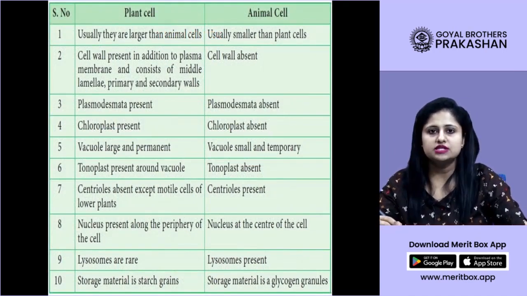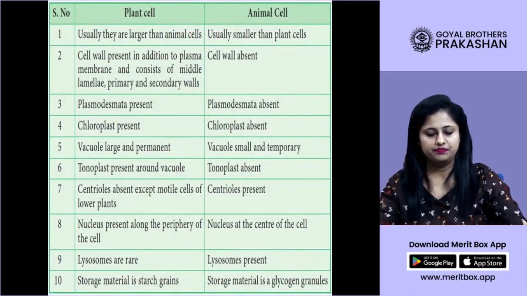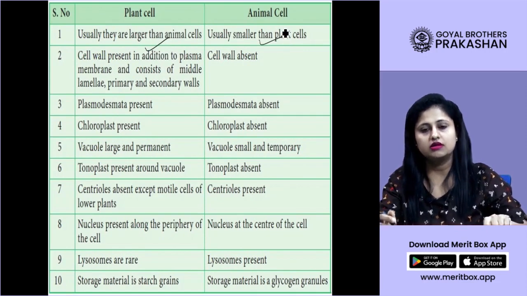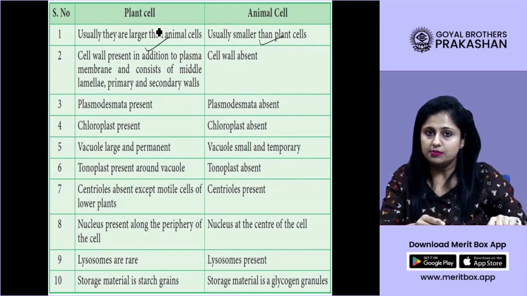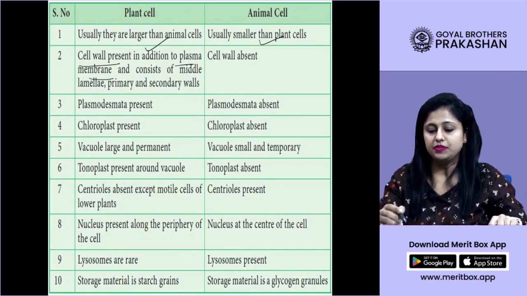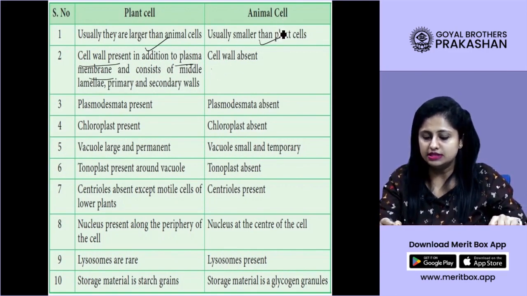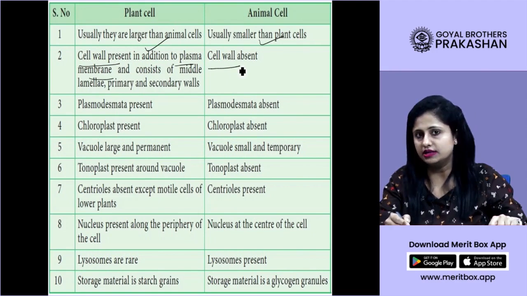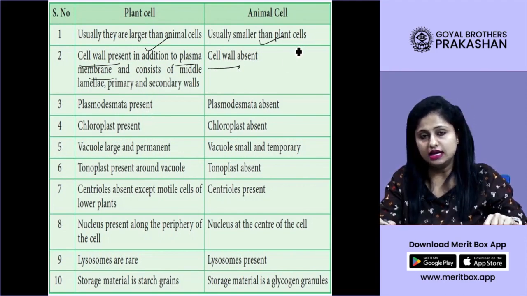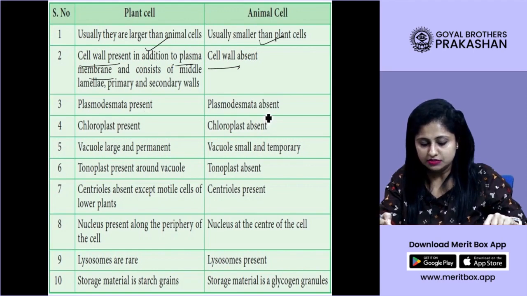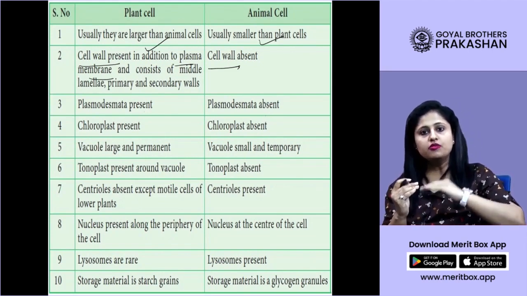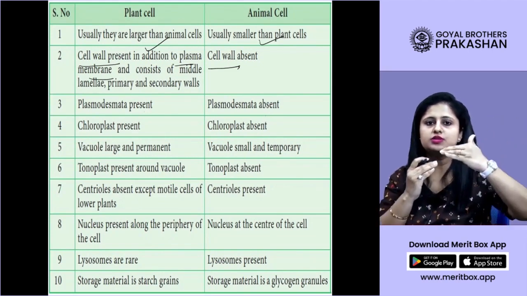So there are some differences between a plant cell and an animal cell. Plant cells are usually larger and animal cells are comparatively smaller. In a plant cell, the cell wall is present, plus the plasma membrane is also present. In an animal cell, only the cell membrane is present, but the cell wall is absent. In a plant cell, plasmodesmata are present, and in animal cells, plasmodesmata are absent. Plasmodesmata are the connections through which the movement of substances takes place. So these are small connections.